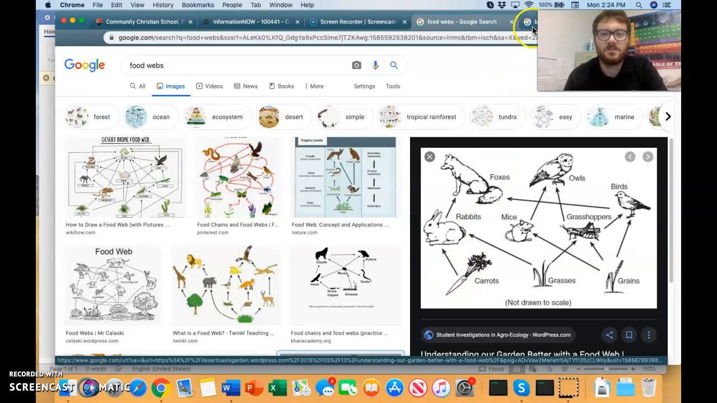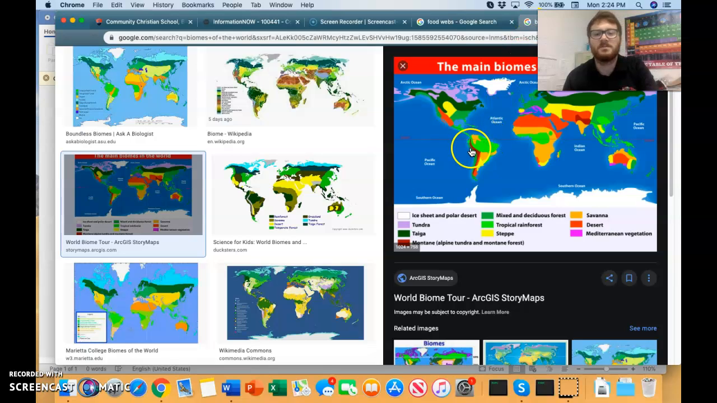You also know the biomes of the world. These are some of the main biomes. And you can take a look. You have tundra, deciduous forest, savanna, tropical rainforest, steppe. That's like Mongolian regions. I think the Mongolian word for horse is steppe, if I'm not mistaken. I remember reading that somewhere. But anyway, that's besides the point. You're going to choose a biome of the world.